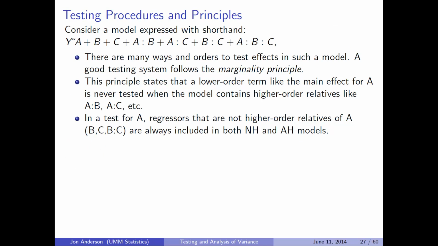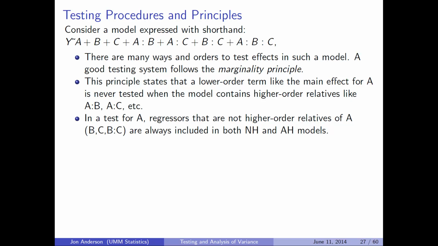Let's go through some examples with testing, and let's express a model here with shorthand that says that the y response variable is a function of factor regressors A, B, and C, interaction between A and B, interaction between A and C, interaction between B and C, and finally a 3-way interaction between A, B, and C. Basically, a 3-way interaction says that the 2-way interaction between A and B changes across the level of C.